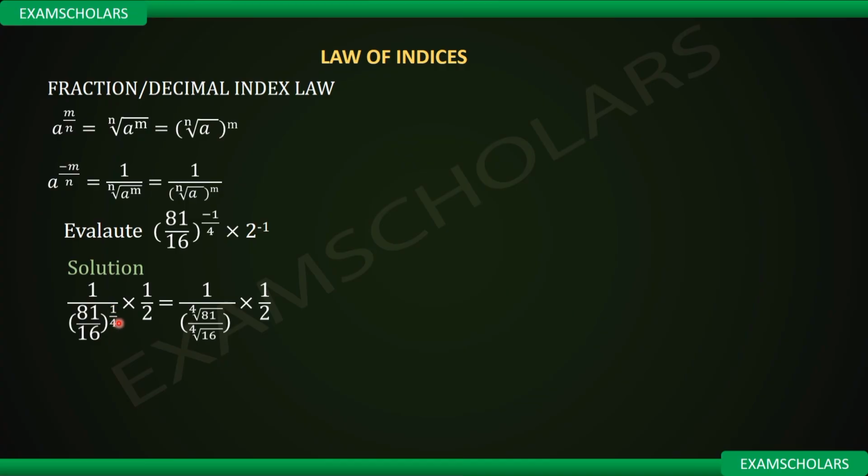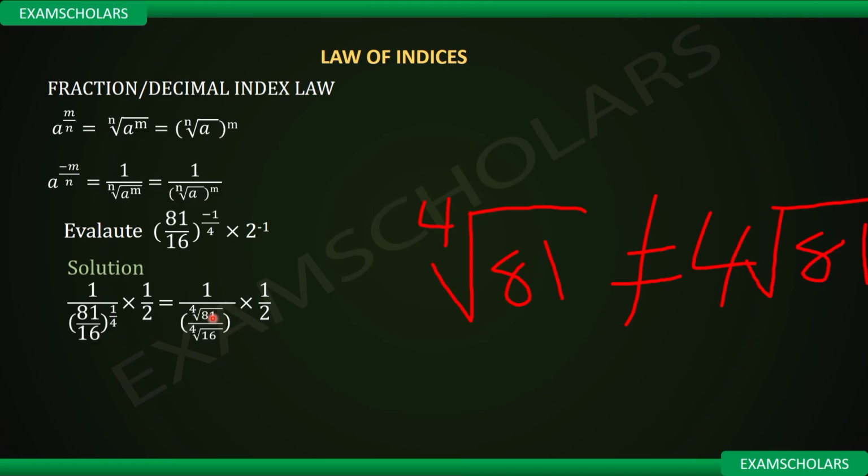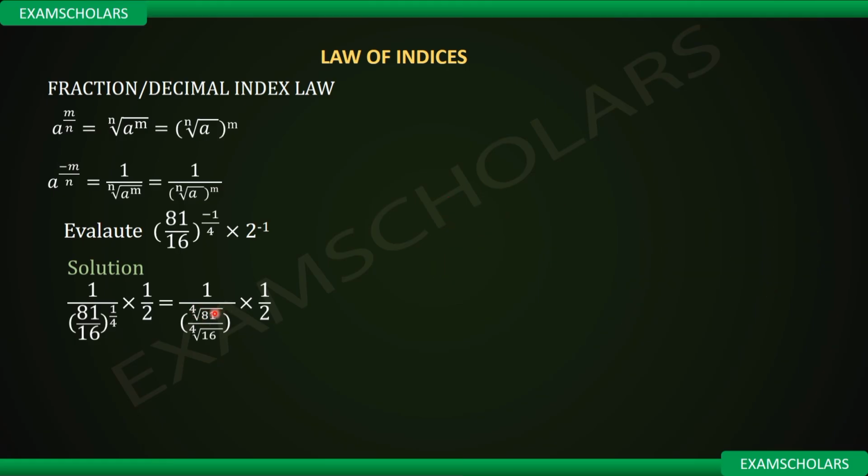The one that is your denominator is 4, isn't it? Which means the fourth root. Now let me say this again. Fourth root of 81 is different from 4 root 81. Fourth root of 81 means a number that you will multiply by itself 4 times that will give you 81. Fourth root of 16 is a number that you multiply by itself 4 times that will give you 16.